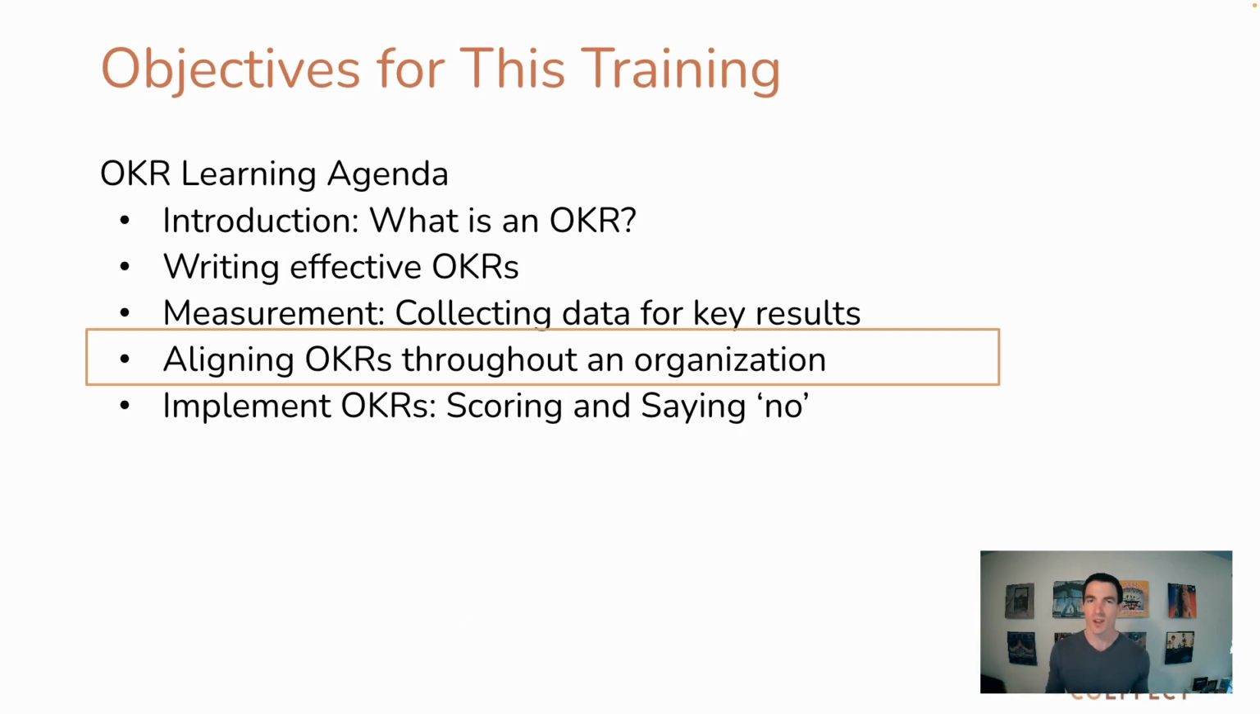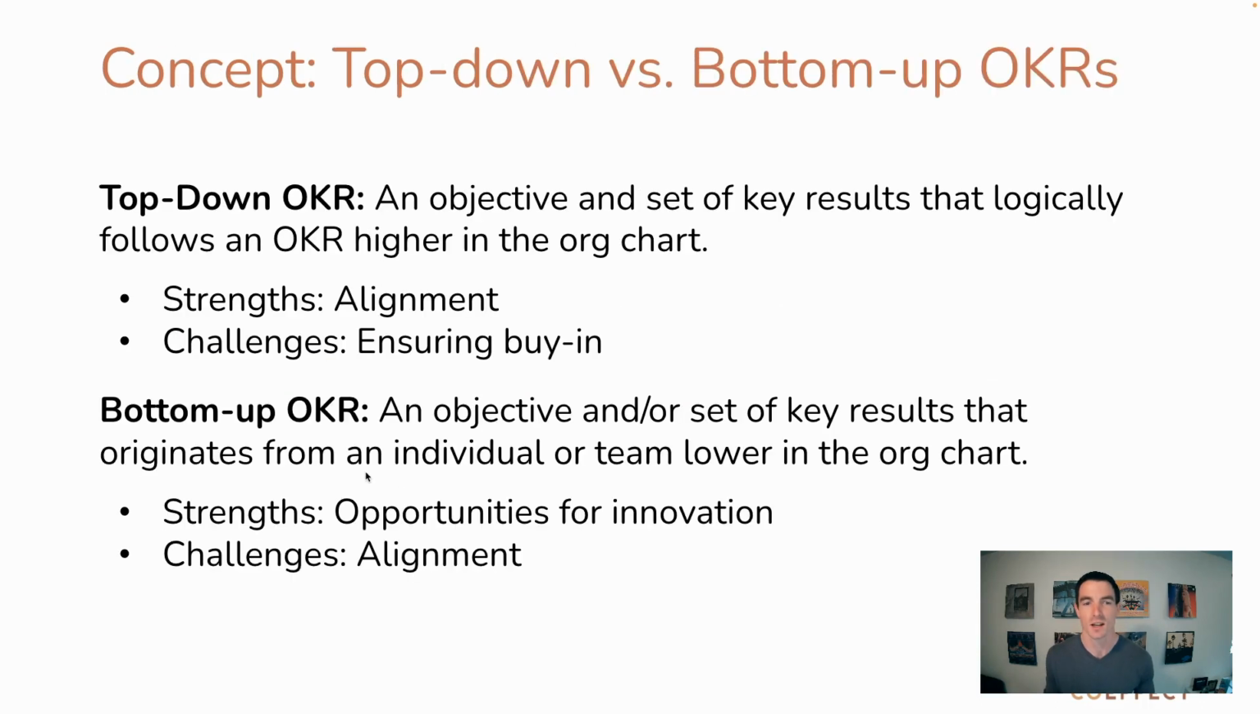How do we use OKRs to really build some alignment across and throughout our teams in terms of the goals and objectives that we're working towards? First, know that there are two flavors of how you draft an OKR, and that is sort of a top-down draft and a bottom-up draft. So what do we mean by this? A top-down objective and key result is essentially an objective and then a related set of key results that logically follows from some OKR higher up in your organization.